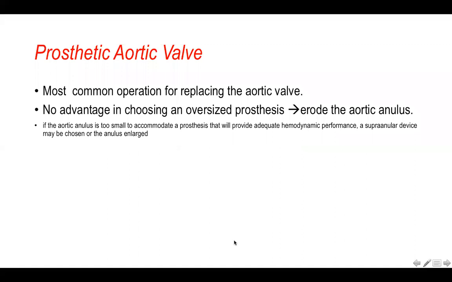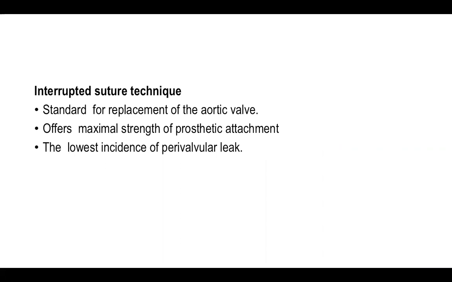And now the implantation of a prosthetic aortic valve, the most common operation for replacing the aortic valve. There is no advantage to oversizing the prosthesis because it may lead to erosion of the aortic annulus. There are two techniques: interrupted or continuous suture technique. The most common and standard one is the interrupted suture technique. It gives the maximum strength of prosthetic attachment and the lowest incidence of paravalvular leak.